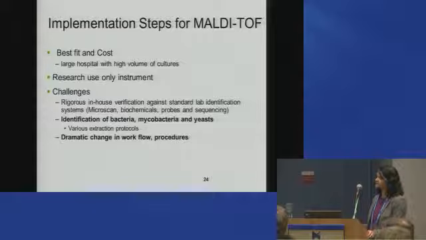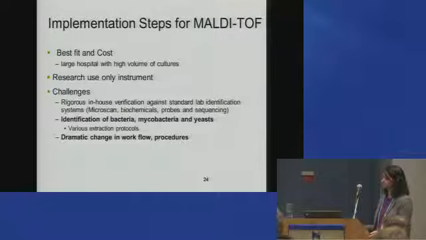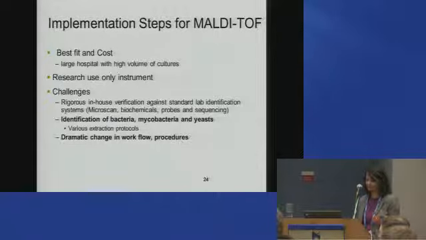When we got it, it was completely a research use instrument, which meant that we had to do a very rigorous in-house verification against standard lab identification systems. So we used a number of different systems like the MicroScan, the different biochemicals, probes, sequencing. We wanted to make sure that the organism identification we would be getting out of the MALDI would be accurate. So we put to test a number of bacteria, mycobacteria, yeast. We tried several different extraction protocols, and also looked at what this would mean for our workflow and procedures that we had in place, because this was going to change our workflow quite a bit.